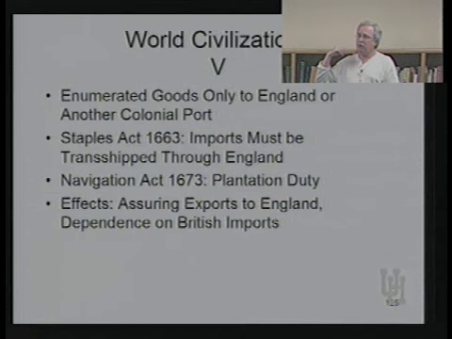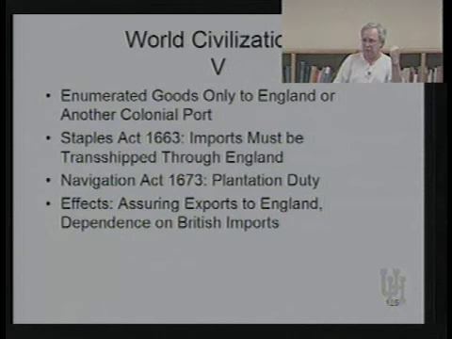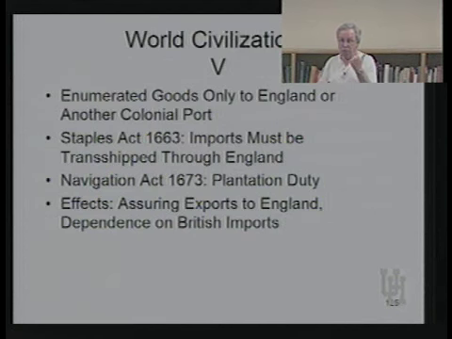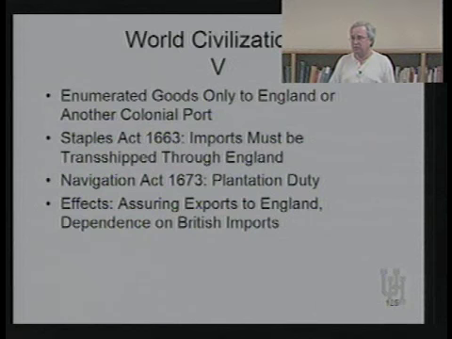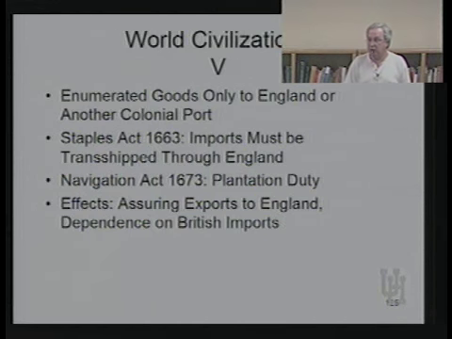And what that means is when I go in, they hit me with an import duty, and when I leave, they hit me with an export duty. The end result is, by the time I get through transshipping the product through England, my product costs a fortune. It's prohibitively expensive. It's not worth doing. So the Staples Act was just another way of prohibiting foreign goods from being shipped into the American colonies.